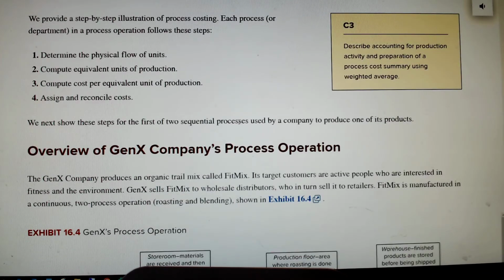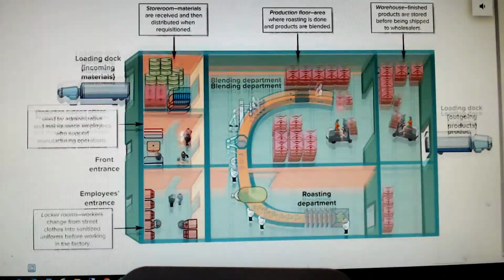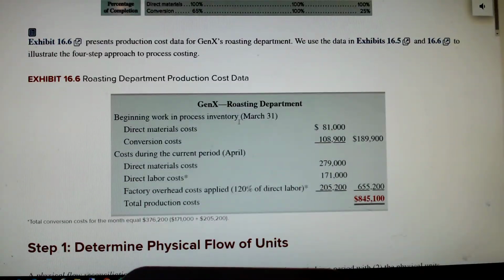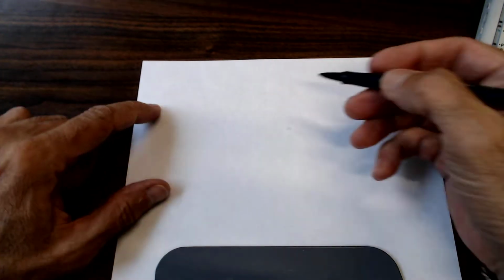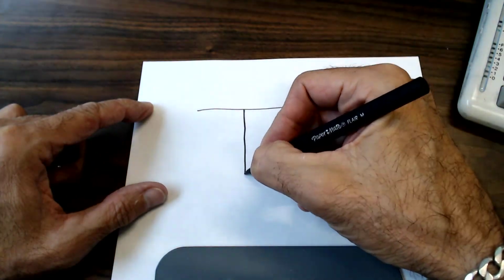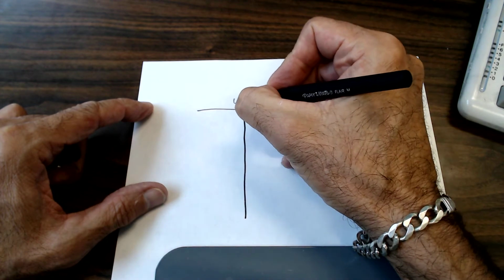still in process. So we're going to start with the example that's here in the book. We're going to go through this, and I'm going to show you exactly how that works. So I'm going to drop down to a piece of paper here real quick. Now here's my work in process account for the month.